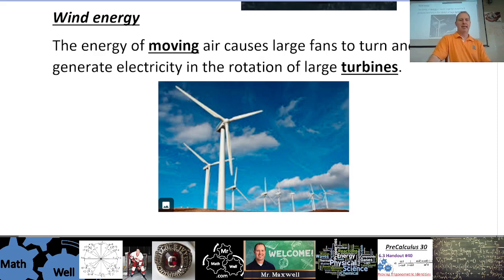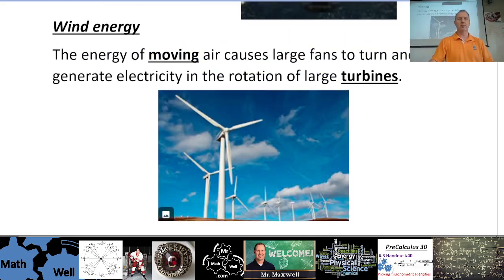All right, wind energy is the energy of moving air, which causes large fans to turn and generate electricity in the rotation of large turbines. A wind farm would be pictured here, where there are lots of big blades that the wind pushes. The blades are on a bit of an angle, so it pushes them in a direction, and they keep going, and you've seen them all spin. The turbines are like the circular rotational motors that turn on the inside, which generates an electrical current that is sent away to use. So yeah, moving air, wind energy. Not too difficult a concept.